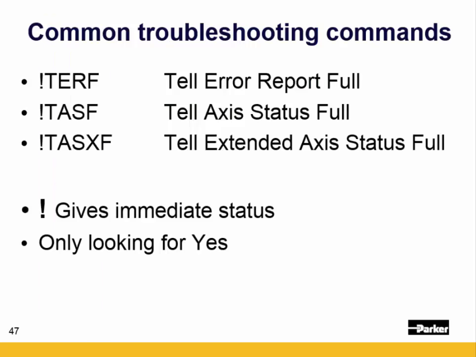And the only other thing that I'll add is some common troubleshooting commands on the 6000 products. Exclamation TERF, which is tell error report full. Exclamation TASF, tell access status full. And exclamation TASXF, that's tell extended access status full. And you're only looking for anything that says yes. The nice thing about the F is that it gives you exactly what those bits actually are, and the exclamation gives immediate status. So if you're running a program, you can actually get a response from the terminal window on there.